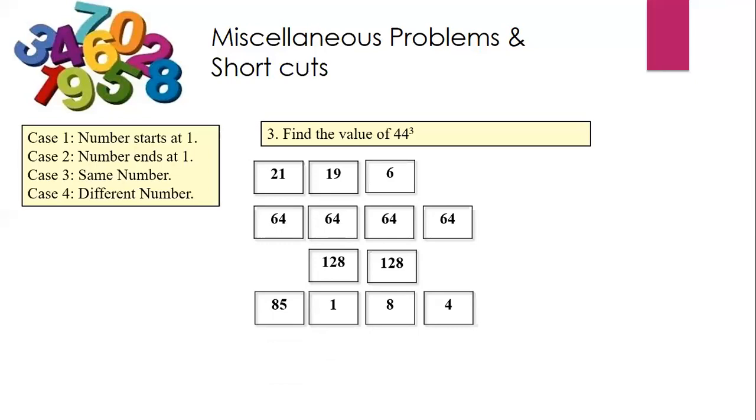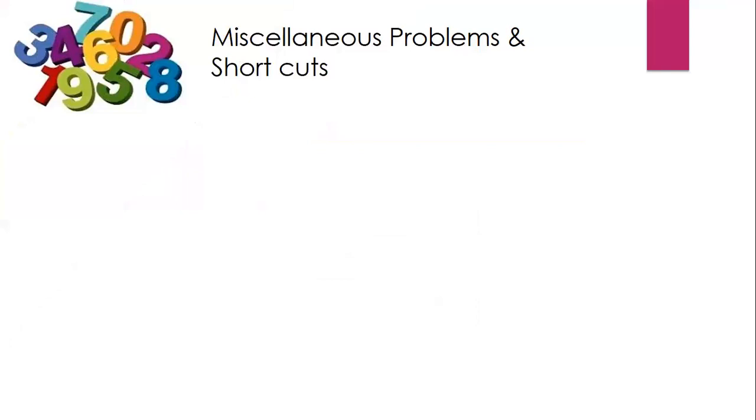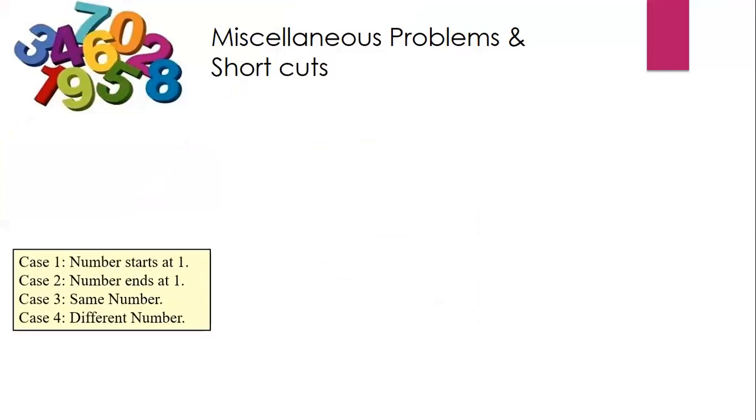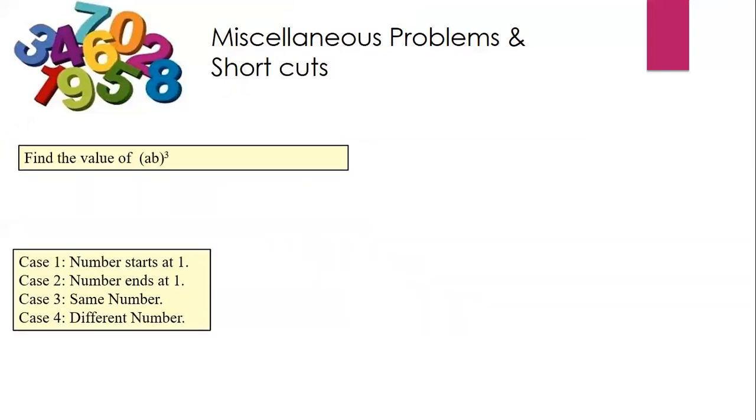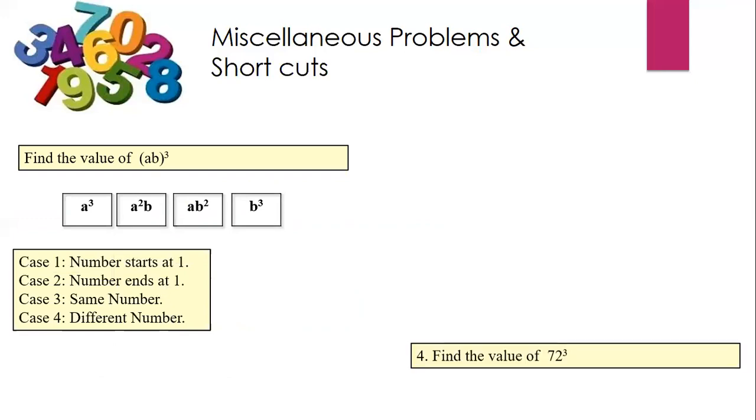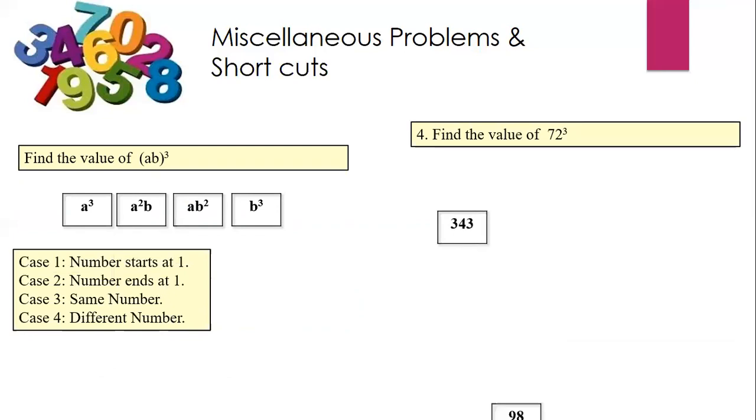Okay. Now when we have different numbers, so that is 25, 38, and so on. At that time, what are we supposed to do? Okay. Let me take an example. If value is (a+b) the whole cube, you need to write it in the format a cube, a square b, a b square, b cube. Okay. If you want it in an easy way, first find out like this.